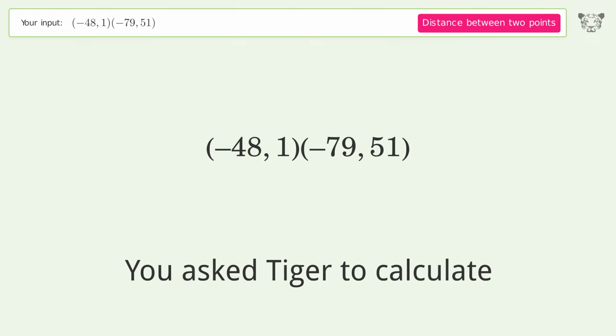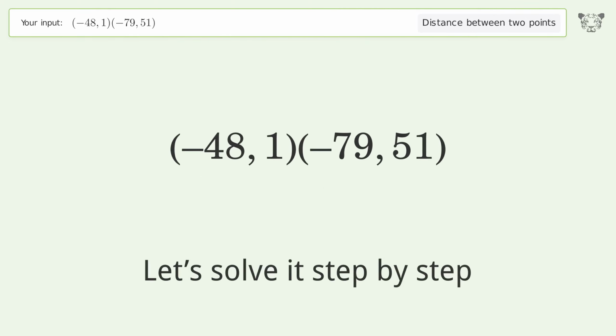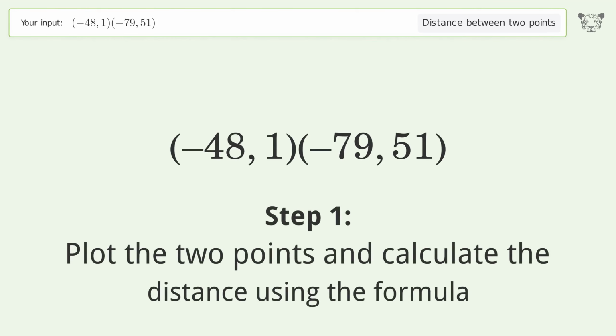You ask Tiger to calculate. This deals with the distance between 2 points. The distance between the 2 points is the square root of 3,461, or 58.83. Let's solve it step by step. Plot the 2 points and calculate the distance using the formula.